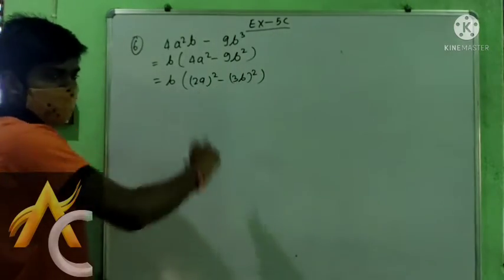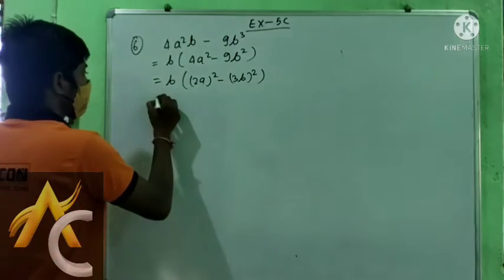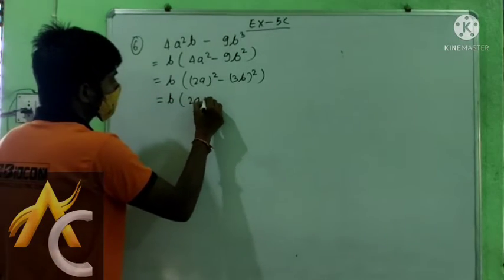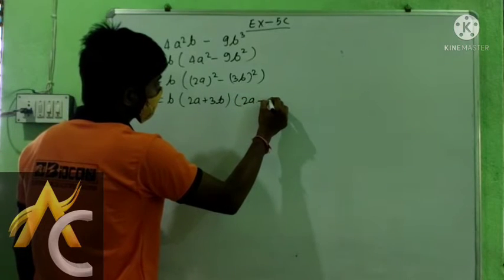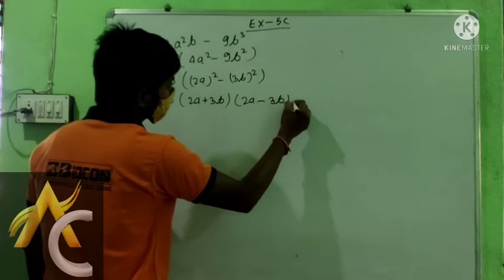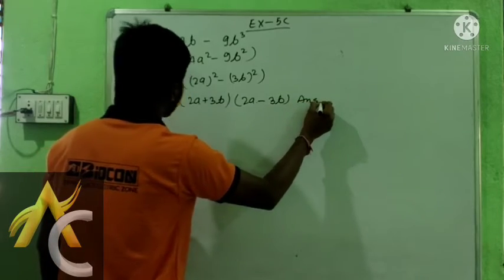Now it is in the form of a square minus b square, similar. So it will be b(2a plus 3b) into (2a minus 3b). This is your answer.